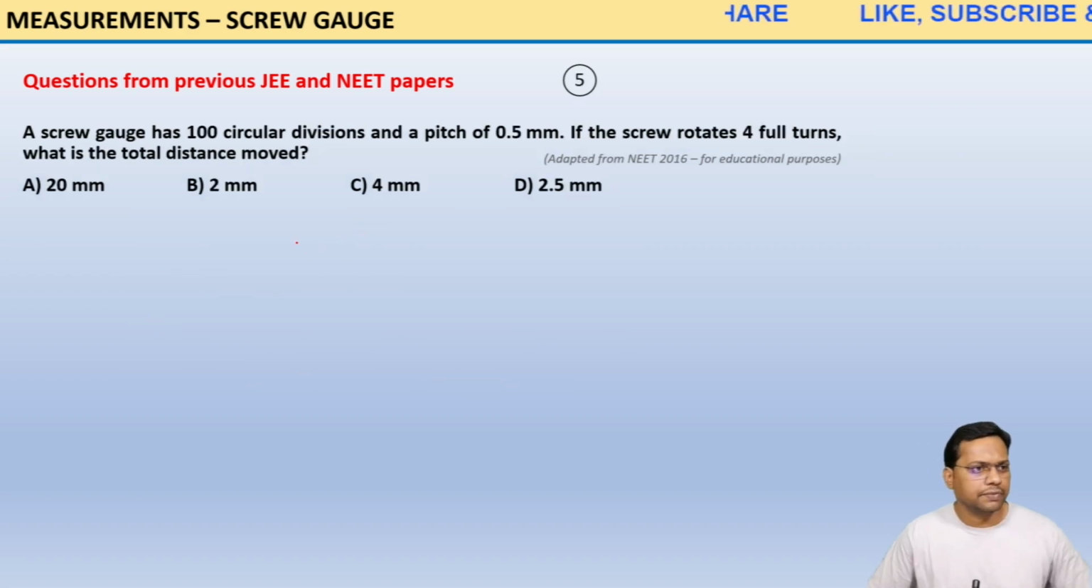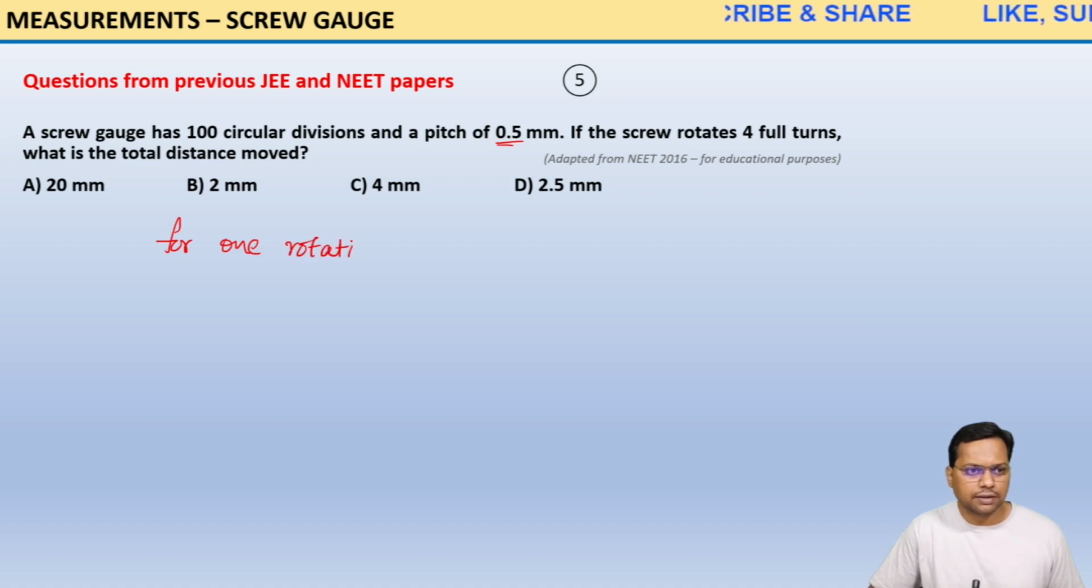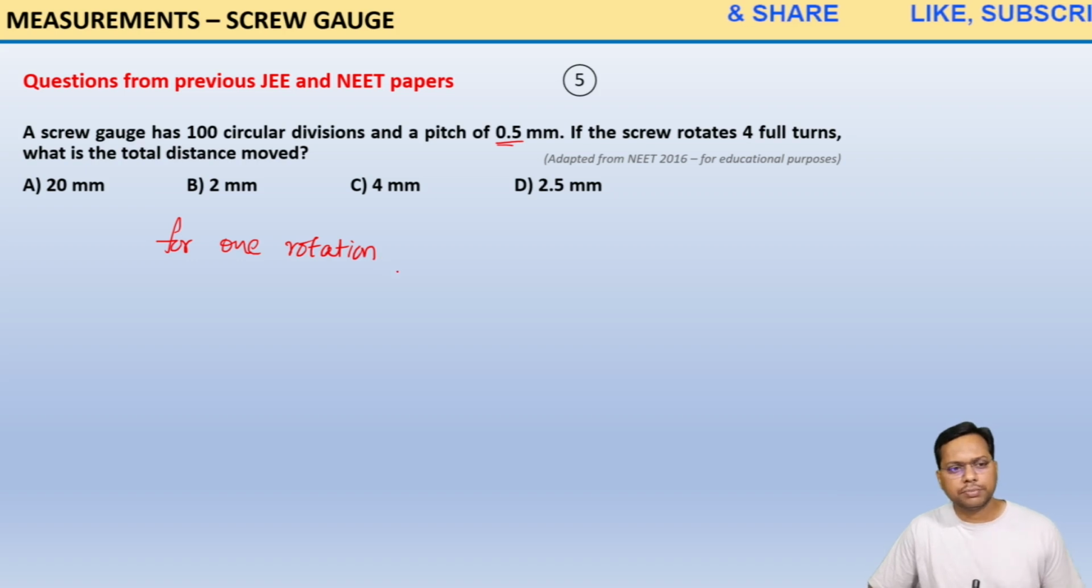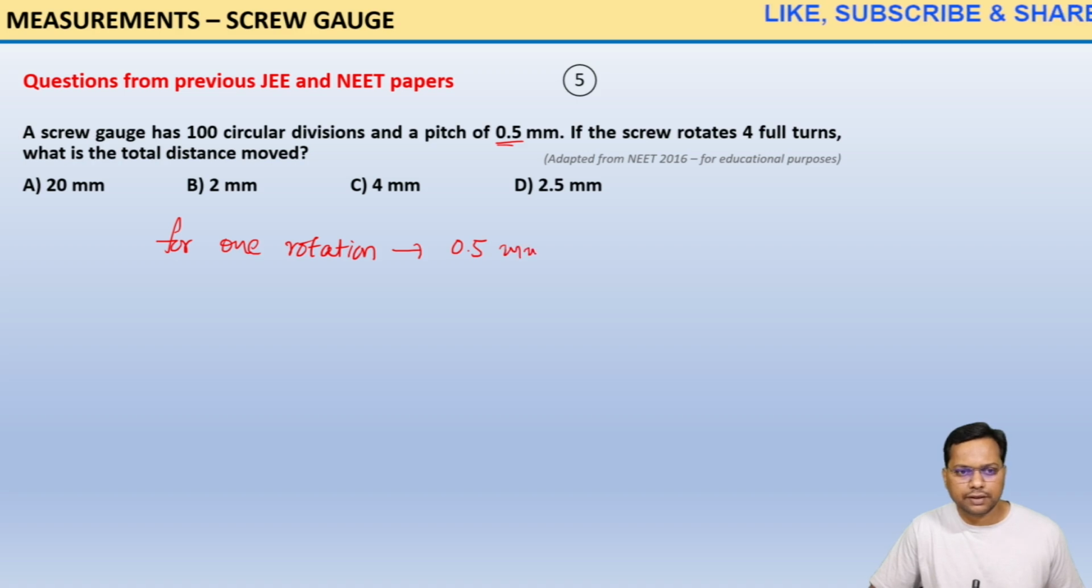The next question: a screw gauge has 100 circular divisions and a pitch of 0.5 mm. If the screw rotates 4 full turns, what is the total distance moved? Here the pitch is given, that is 0.5 mm. We know the definition of the pitch, that is the distance moved by the spindle for one complete rotation of the head scale. So for one rotation, the distance moved by the tip of the spindle is 0.5 mm. That is the pitch.